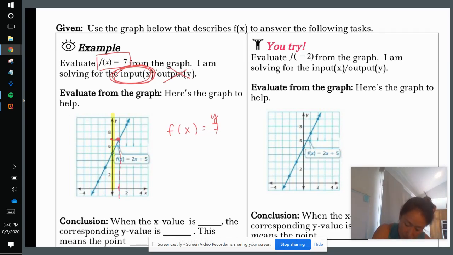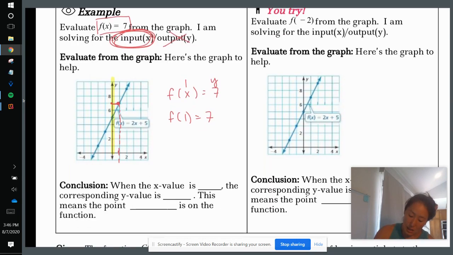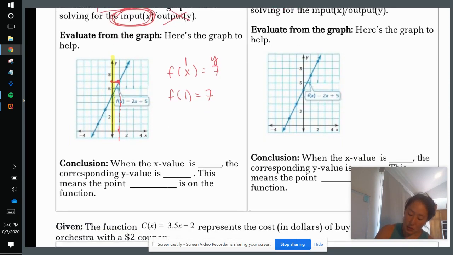This is the point 1. When x is equal to 1, I have an output of 7. So I'm going to write f of 1 is equal to 7. Okay. When the x value is 1, the corresponding y value is 7. So that means that the point (1, 7) is on the function. And really the line here, remember, is the function. So it's the point on the function? Yes, it is. All right, you do the next one.